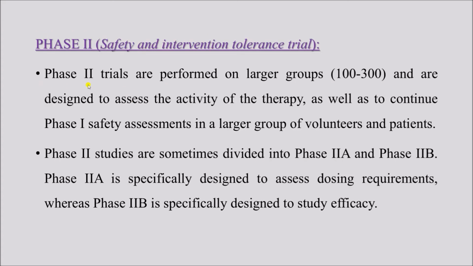Phase 2. These trials are performed on a larger group of people, about 100 to 300 low risk subjects or patients, and are designed to assess the activity of the therapy as well as to continue phase 1 safety assessment in a larger group of volunteers and patients. Phase 2 studies are divided into phase 2A and 2B. In 2A, we specifically assess the dosing requirements. So how much dose is required to treat the disease. And in phase 2B, we look for the efficacy of the drug. That means whether this drug is working or not.